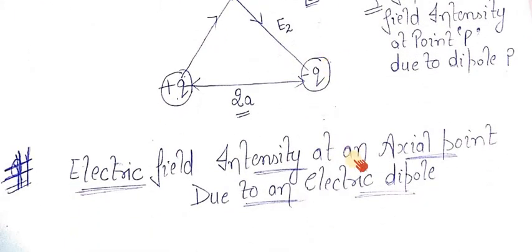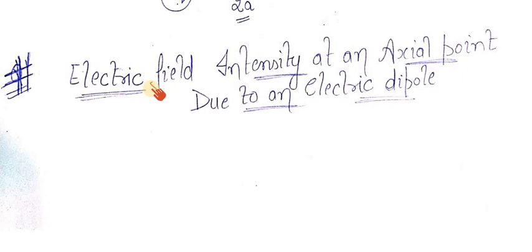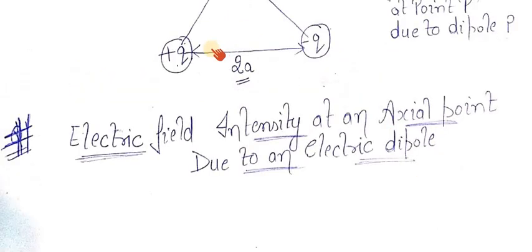Okay, next is the derivation of how to find the electric field intensity at an axial point due to an electric dipole. What do we mean by an axial point? An axial point means a point along the axis of the dipole. For example, I will take this dipole. If I extend the dipole like this, you have to find the electric field at this point P along the axis. So when we take a point along the dipole, that is the axial point.